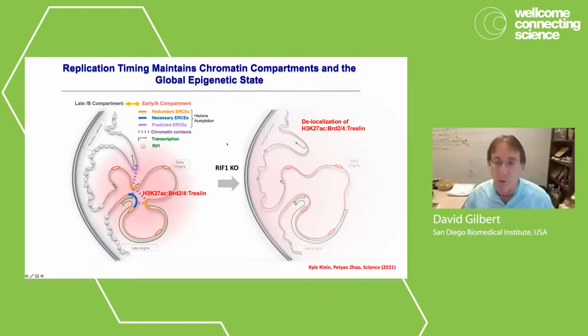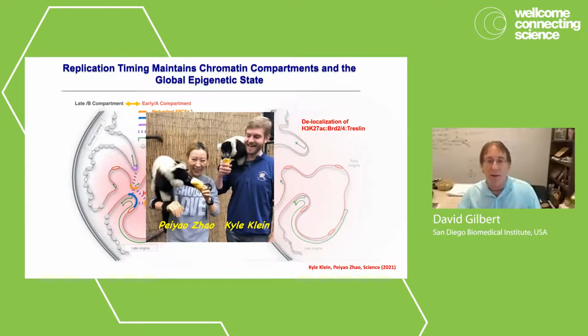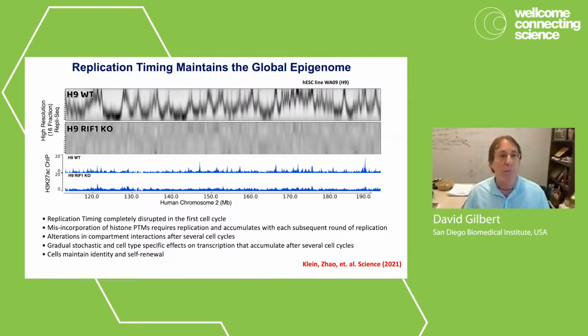And since this is published, I'm only going to show you a little. This is work done by former graduate student Peiyao Zhao and former postdoc Kyle Klein. Peiyao is now with Evan Eichler in Seattle, and Kyle is with the Allen Institute for Cell Science in Seattle. And as you can tell, they are a couple both in life and in science, and they are a couple to watch because they are really outstanding scientists. Okay, so I'm just going to show you two data slides.